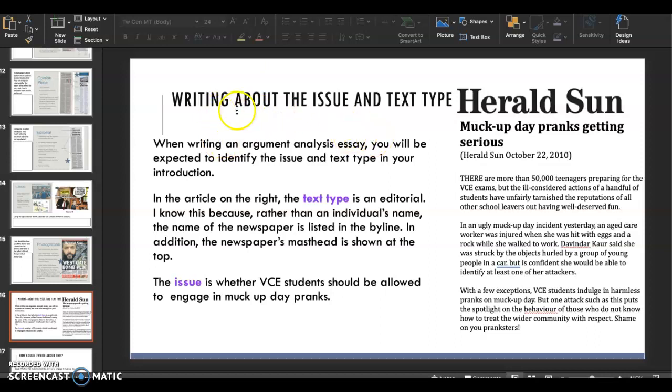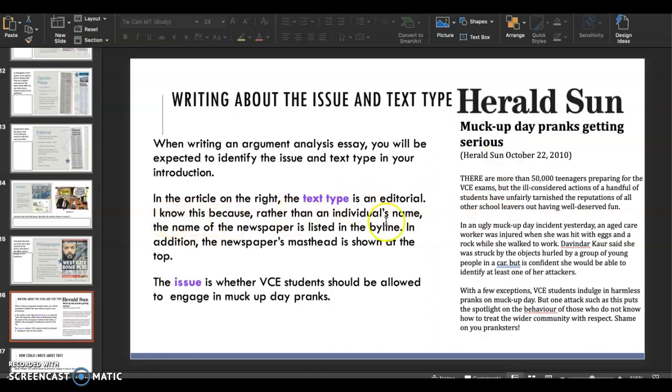So this is writing about text, the issue and text type together, okay? So basically, when you're writing an argument analysis essay, you will be expected to identify the issues and the text type in your introduction, okay? In the article on the right, the text type is an editorial, okay? So you need to start understanding what these things look like. So when you're in an exam situation, you will know what you've been given. Is it a speech? Is it a cartoon? Is it an editorial? Is it an opinion piece? This one here is an editorial.